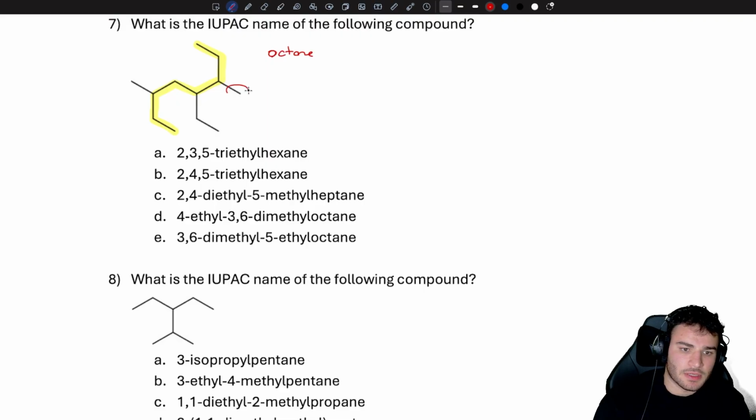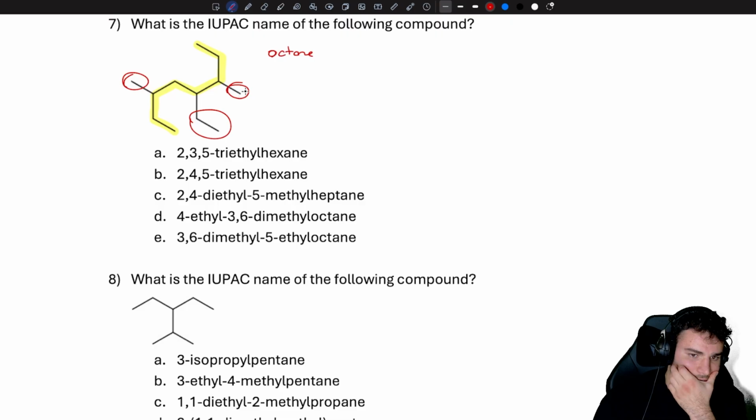And let's circle our substituents. We have 1 here, 1 here, 1 here. This one has 1 carbon.